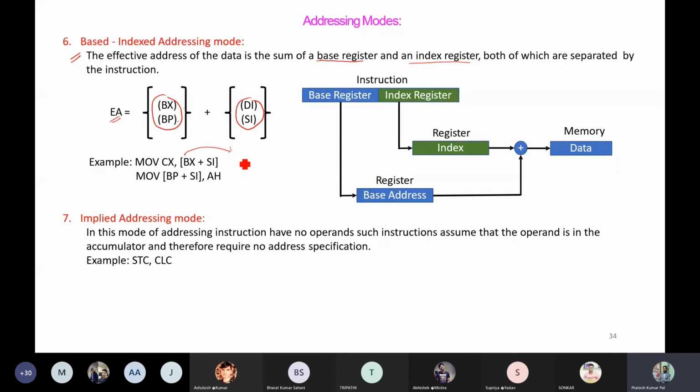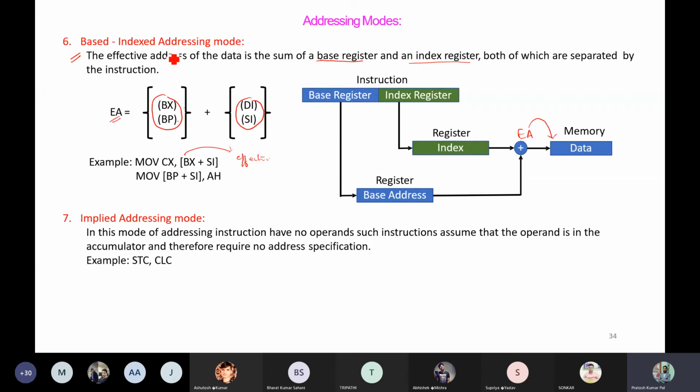So an instruction will consist of a base register and an index register. The base register has the base address, the index register has the index value, and these two will be added to find the effective address. And once we have found the effective address, we will be able to find the data location. So this is called based indexed addressing mode.